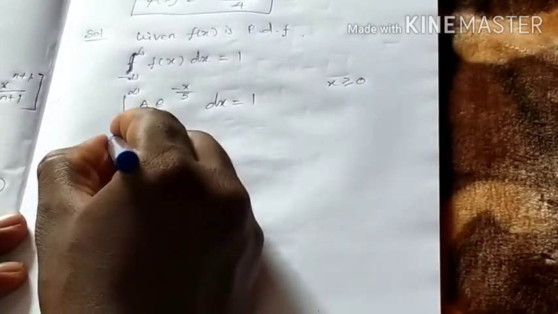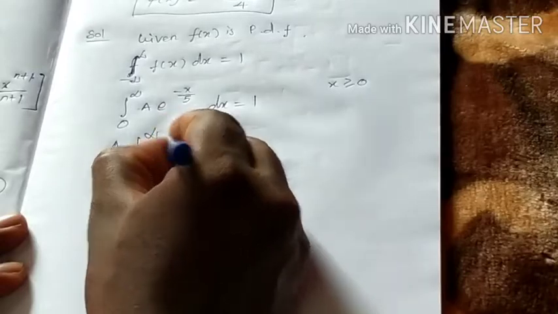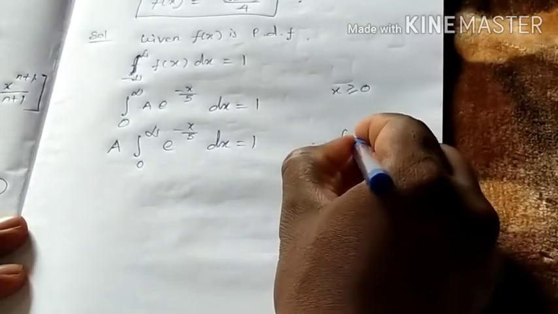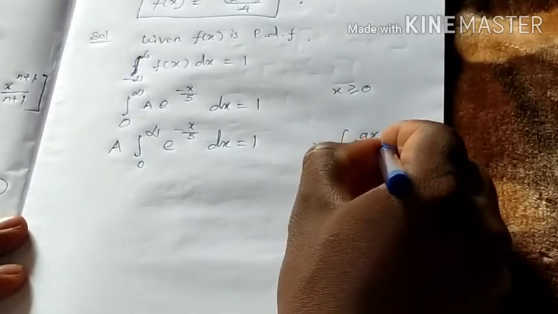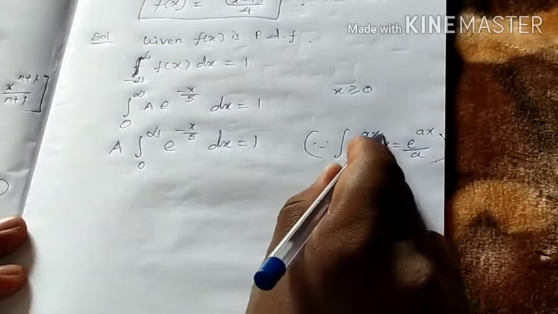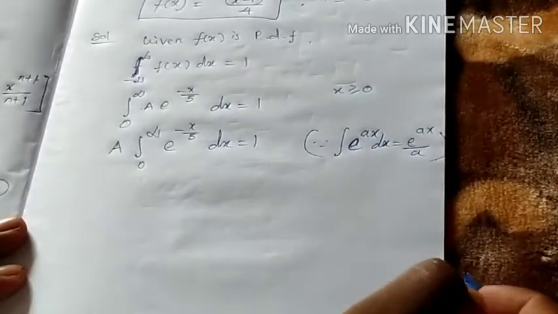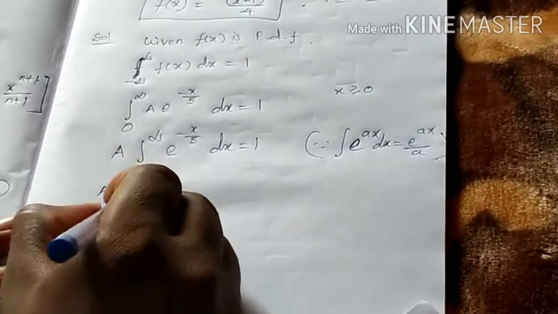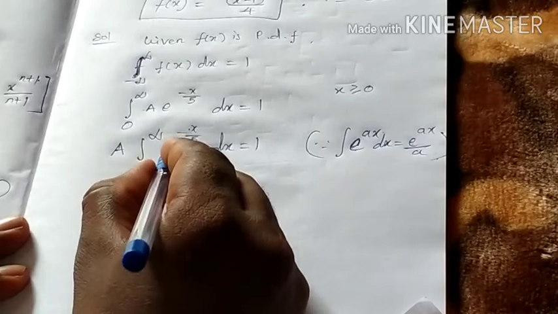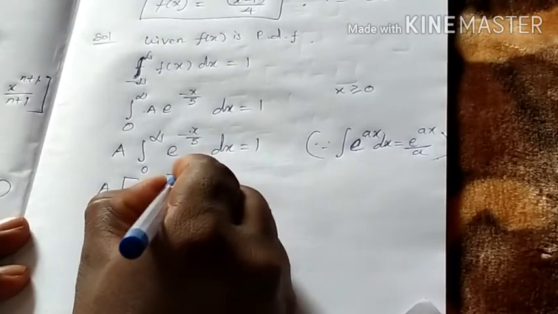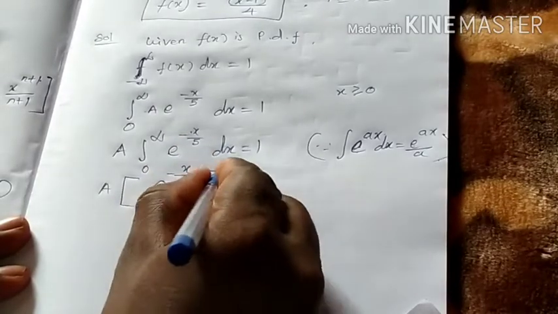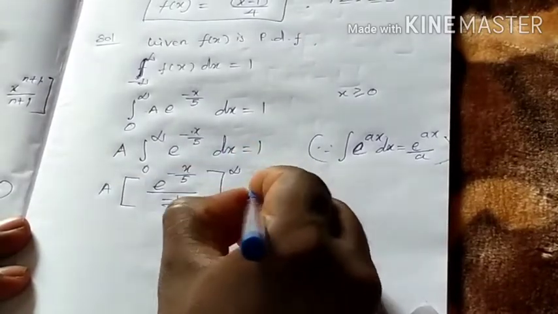So a is a constant, taken outside. The remaining integral is from 0 to infinity of e power minus x by 5 dx, equal to 1. Since the integral of e power ax dx equals e power ax divided by a, this is your formula. So a into, integrating in the e power ax format, here a is minus 1 by 5 and the variable is x. So e power minus x by 5 divided by minus 1 by 5, with limits 0 to infinity, equal to 1.